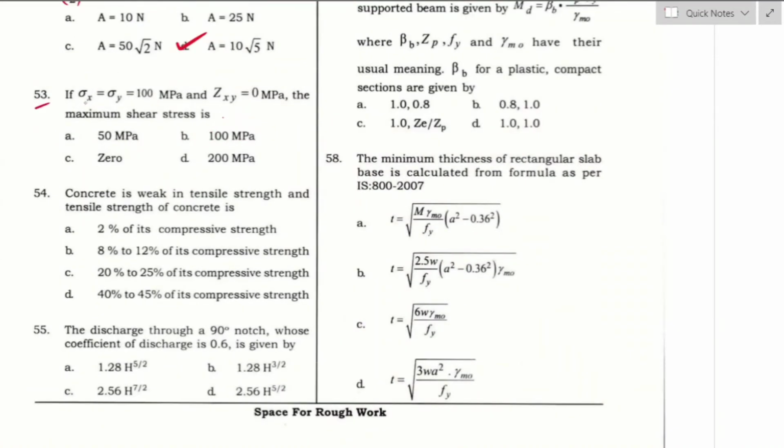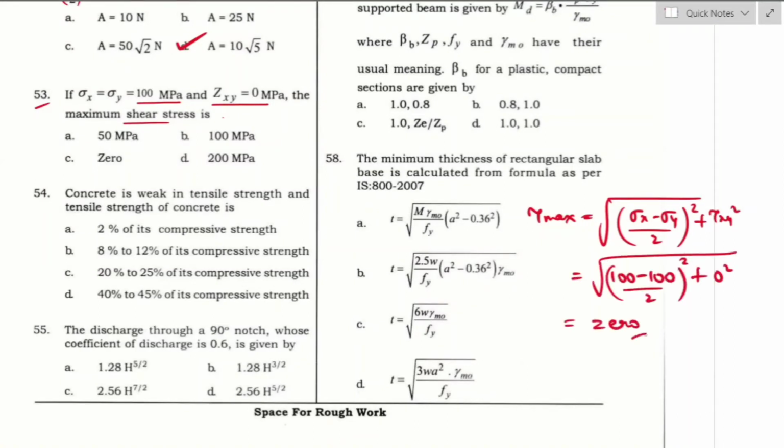Question number 53. If sigma x is equal to sigma y is equal to 100 MPa and the tau xy is equal to 0 MPa, then the maximum shear stress is. Maximum shear stress is calculated by the formula tau max is equal to square root of (sigma x minus sigma y by 2) whole square plus tau xy whole square. Shear stress will be 0. Option C is the right answer.